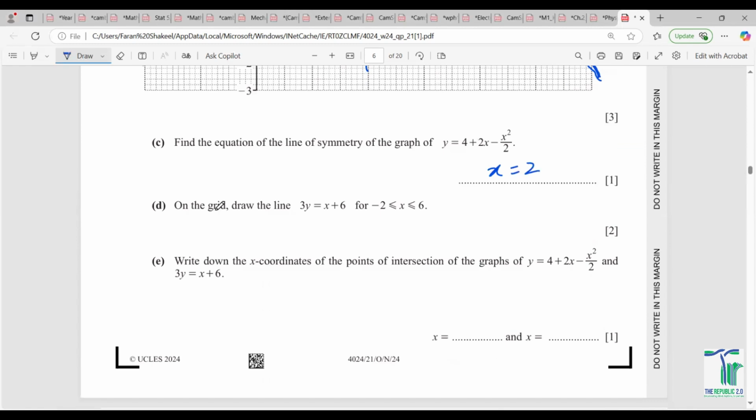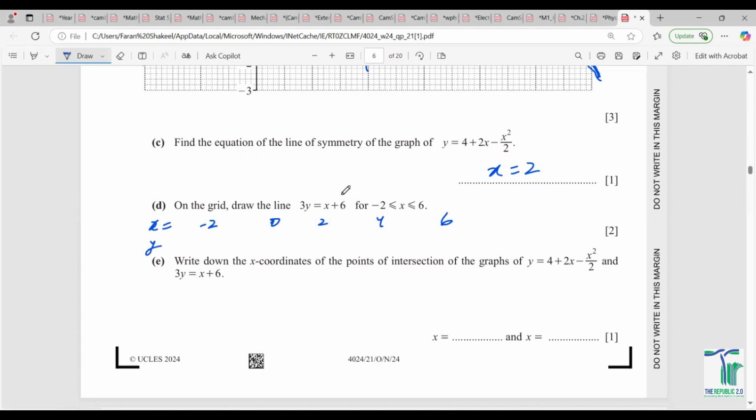Now on the grid, draw a line of 3y is equals to x plus 6 for -2 to 6. So आप -2 to 6 values लें x की and get me the values of y. So for example, let me just take -2, 0, 2, 4, and 6. And I'm going to get myself the values of y from here.